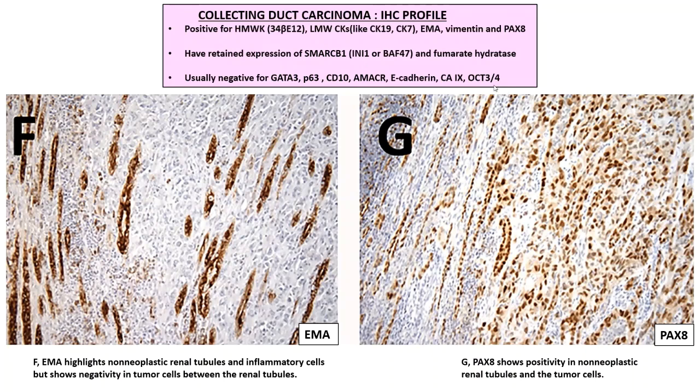Similarly, unlike a high-grade urothelial carcinoma, these cells will not express GATA3. They will not express P63. Unlike a high-grade papillary renal cell carcinoma, they will not express MKR.